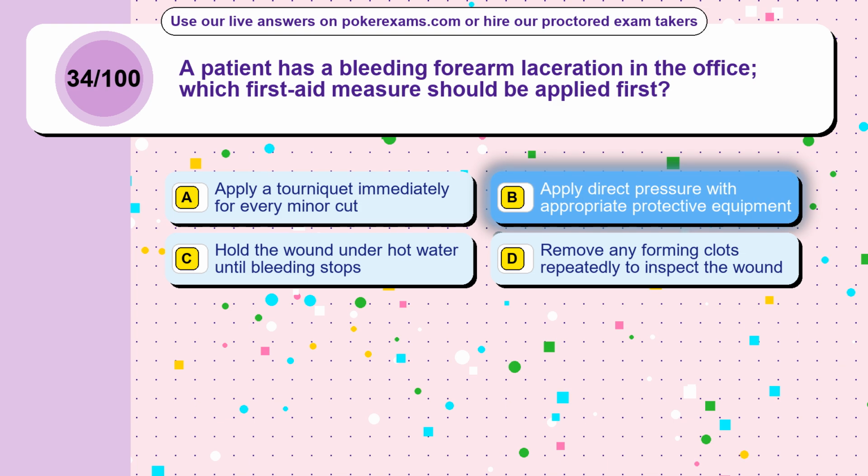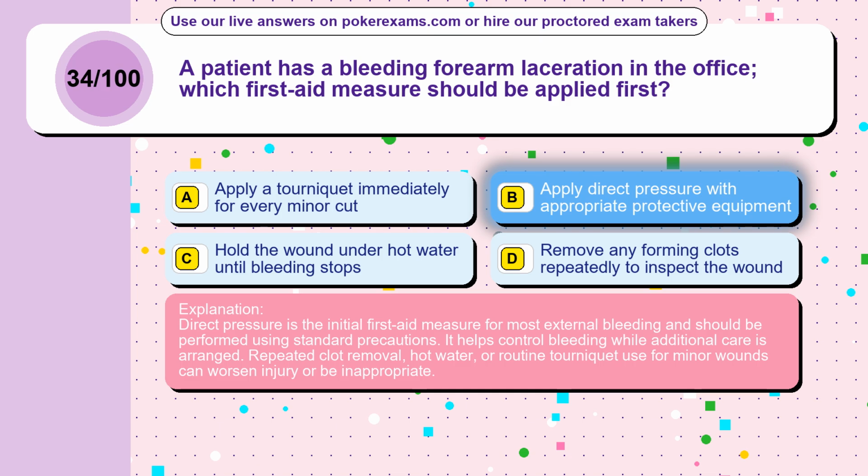The correct answer is option B. Apply direct pressure with appropriate protective equipment. Direct pressure is the initial first aid measure for most external bleeding and should be performed using standard precautions. It helps control bleeding while additional care is arranged. Repeated clot removal, hot water, or routine tourniquet use for minor wounds can worsen injury or be inappropriate.